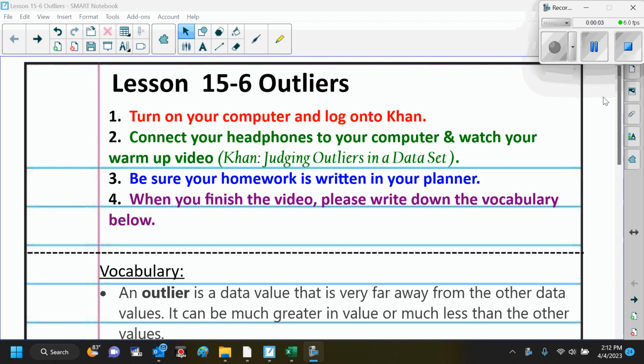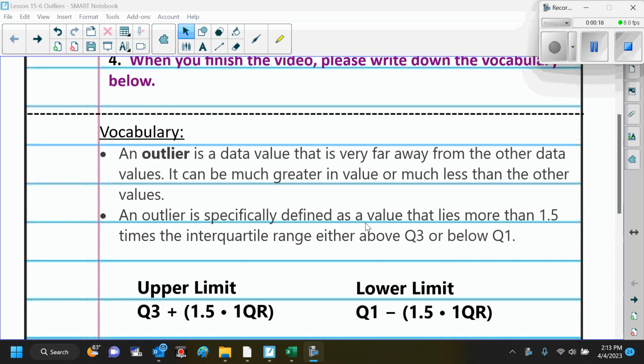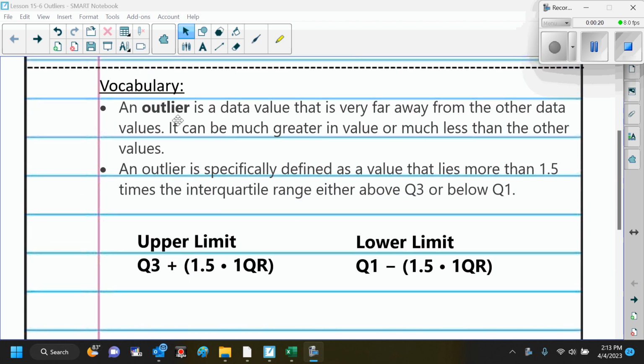Lesson 15-6 is Outliers. Again, the first thing we want you to do is watch a video. So I want you to watch this video, Judging Outliers in a Data Set in Khan. And then when you finish doing that, I want you to scroll down here and write down this vocabulary and these two formulas.